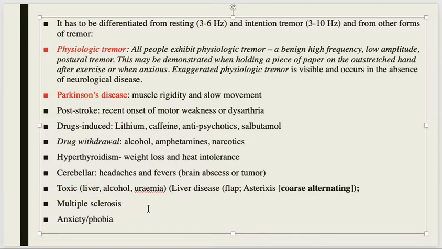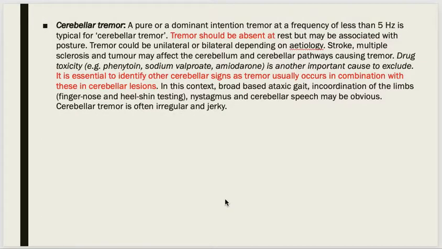so now, cerebellar tremor, or when the person has some sort of cerebellar condition, you can see a pure or dominant intention tremor at a frequency of less than 5 hertz, which is typical of cerebellar tremor. And tremor should be absent at rest but may be associated with posture. Tremor could be unilateral or bilateral, of course, depending on the etiology and drug toxicity and all these things. It is essential to identify other cerebellar signs, as tremor usually occurs in combination with these in cerebellar lesions.